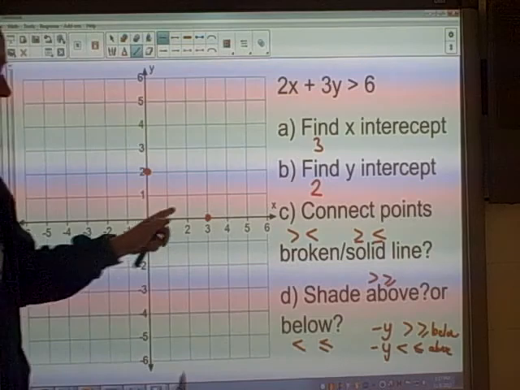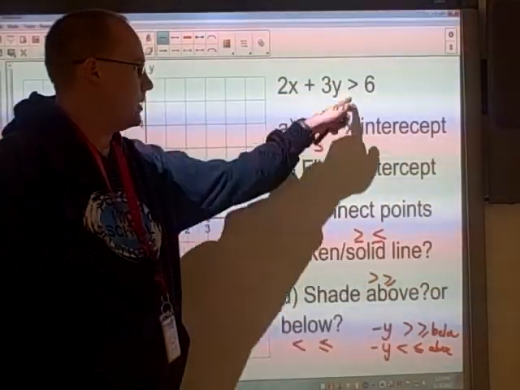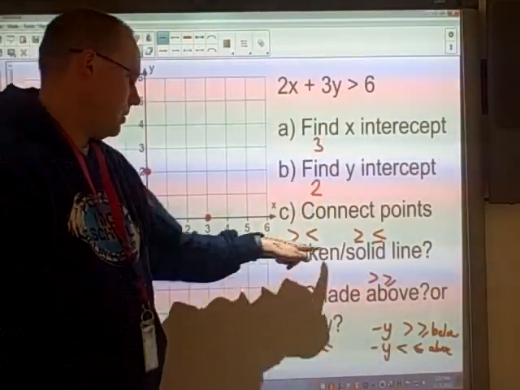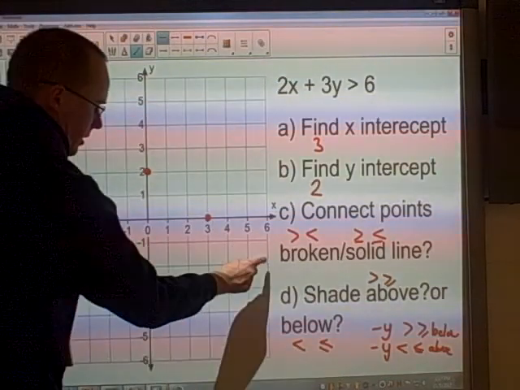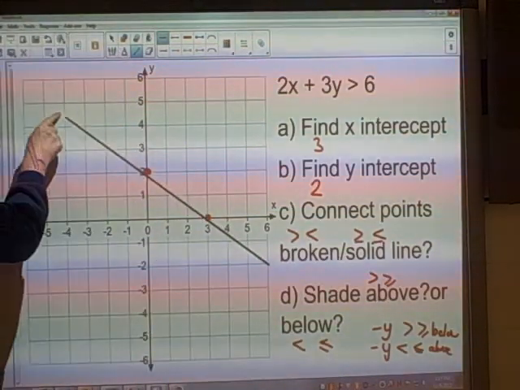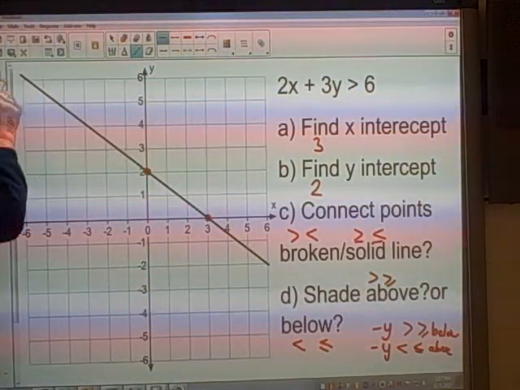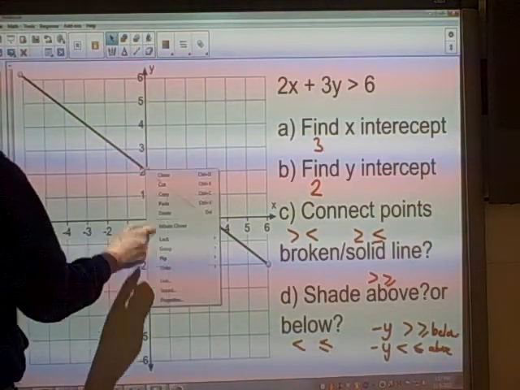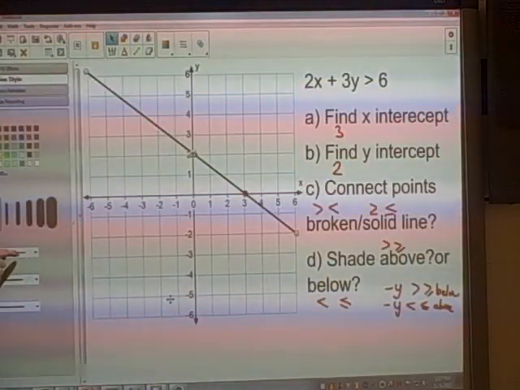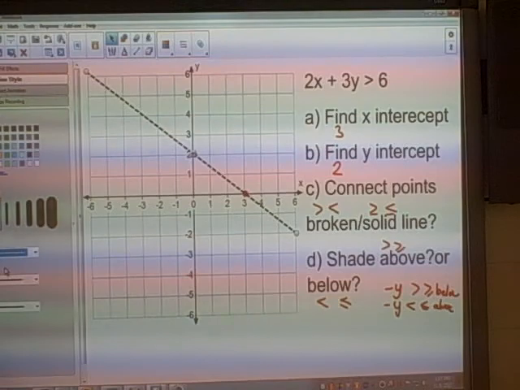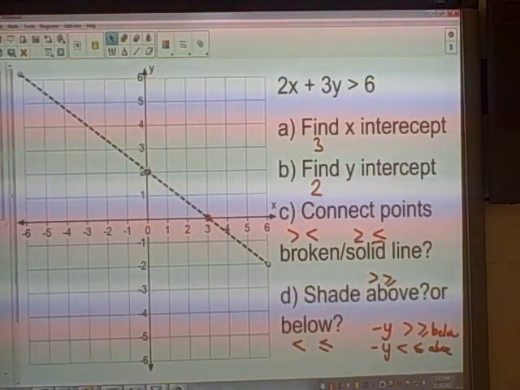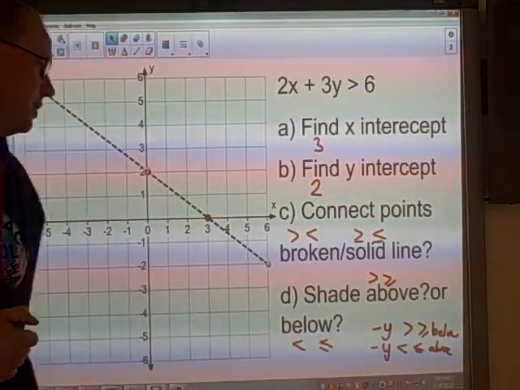Now for you, you're going to have to make the decision: am I going to do a broken line or a solid line? As there's no equals, that means we're going to do a broken line. I can't do that quite as quickly on my graph, so I'm going to draw a solid line first, and then change it, because I want this to be a broken line. There we go.